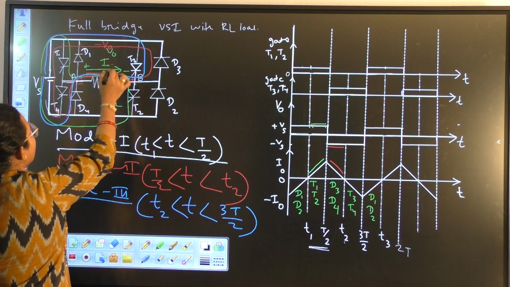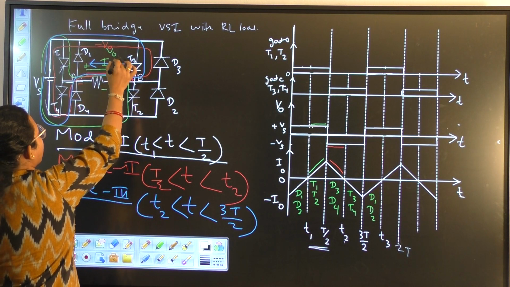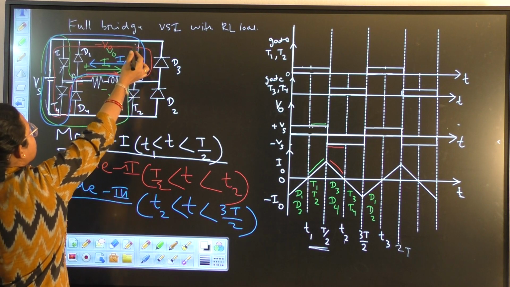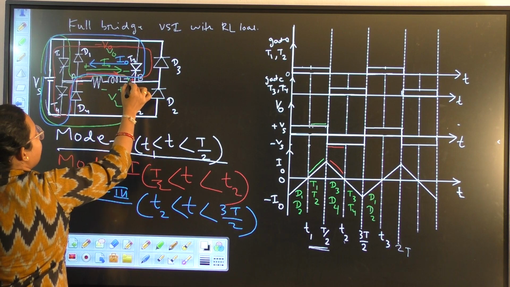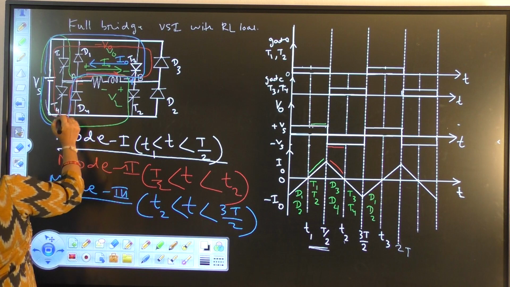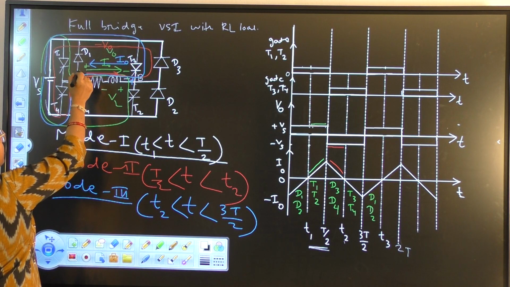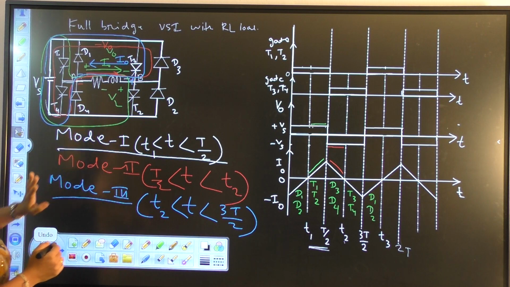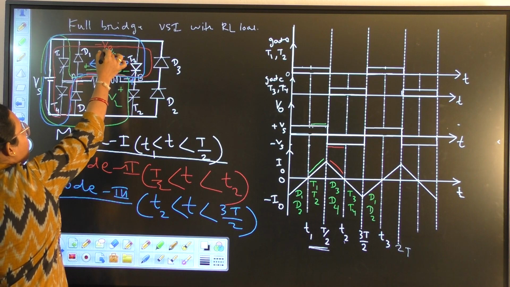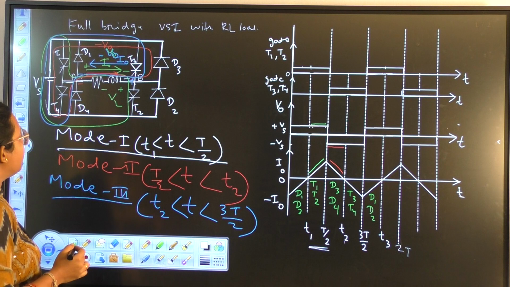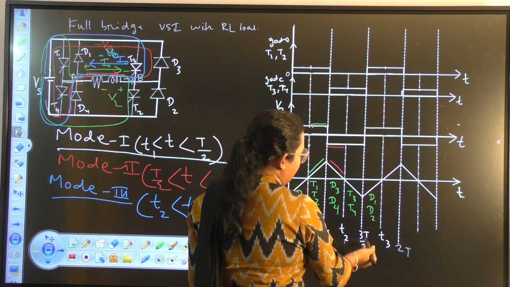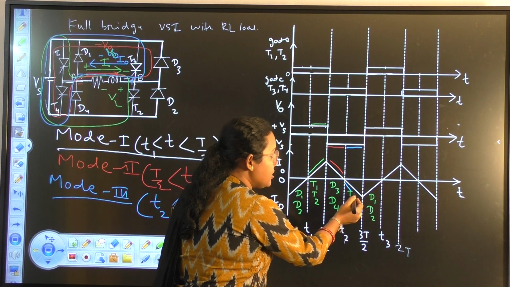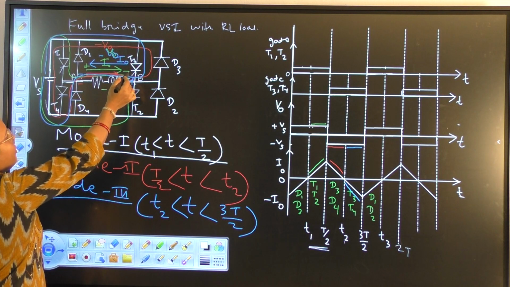So my current direction will be from B to A. I0 is flowing from B to A, and T3 is connected to the positive terminal of VS, so B terminal will be positive, and T4 is connected to the negative terminal of VS, so A is negative with respect to B. So the output voltage will be negative, that is minus Vs. From T2 to 3T by 2, the output voltage is negative, and the current is increasing but in the negative direction, flowing from B to A.